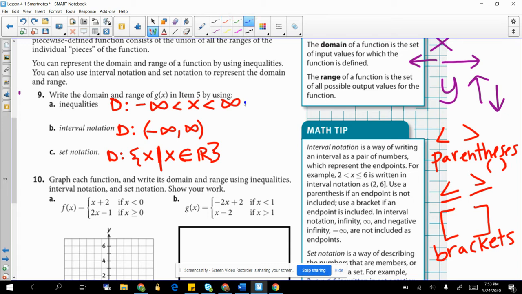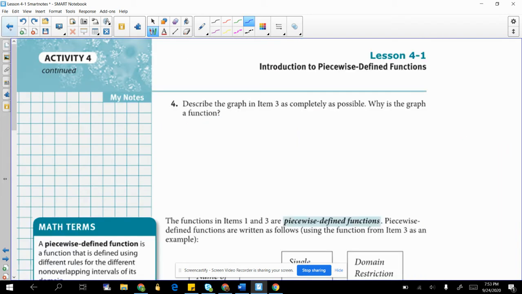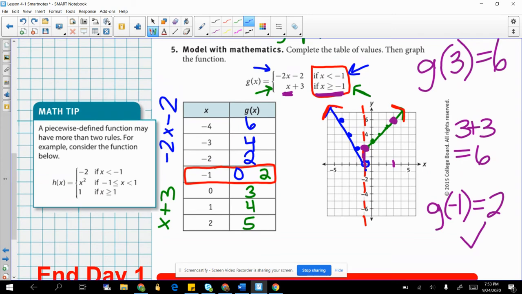Now let's talk about range. Okay, so if we go back to look at number 5, remember range is your y values or how far up and down your graph can go. So our arrows are both pointing up. So can our graph go down? Can it go into the negatives? And the answer is no. Okay, so the lowest point on our graph is right there at 0, right? But we can't even include 0 because that's an open circle, okay?